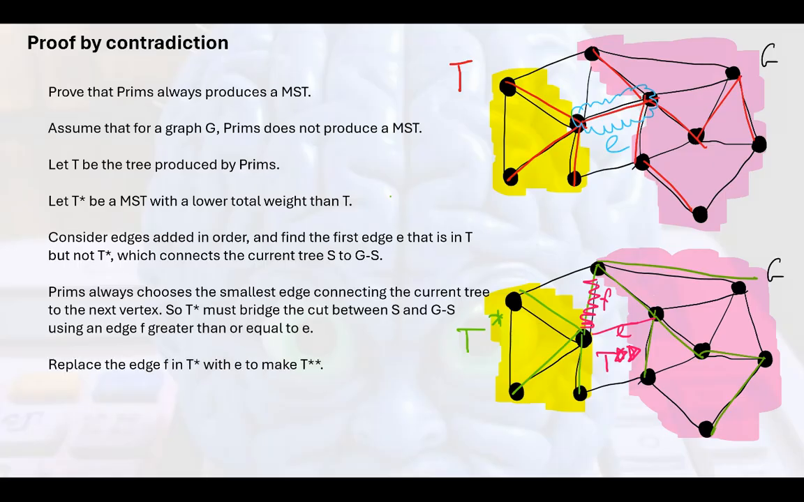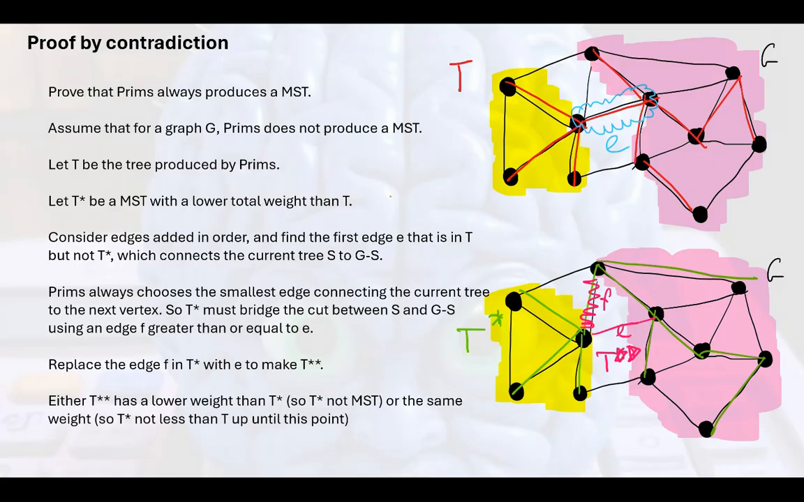Now what does that mean? Either T star star has a lower weight than T star, which means that T star is not an MST, which contradicts our initial assumption, or it's got the same weight, which means, and that was the tree that E produced, which means T star is not less than T up until this point. So either way, the idea that there is a smaller MST than T is contradicted. Hence, there exists no T star less than T.